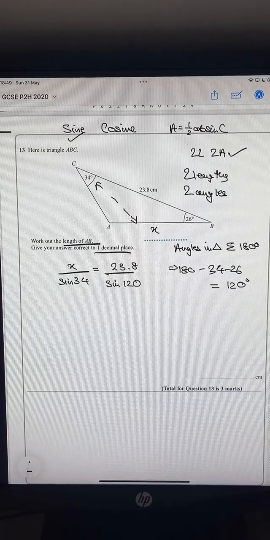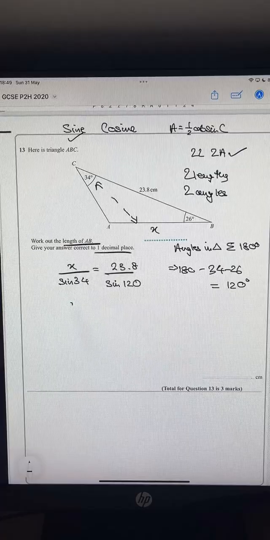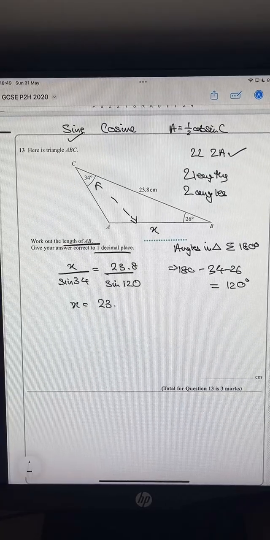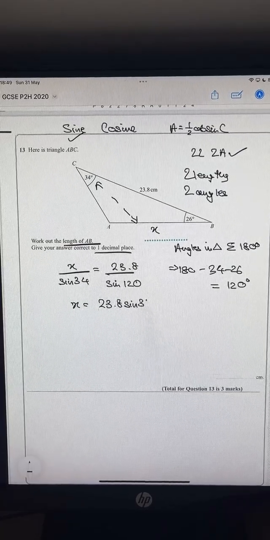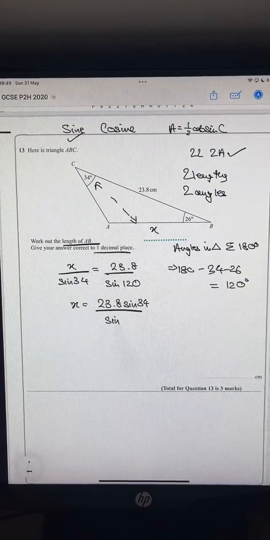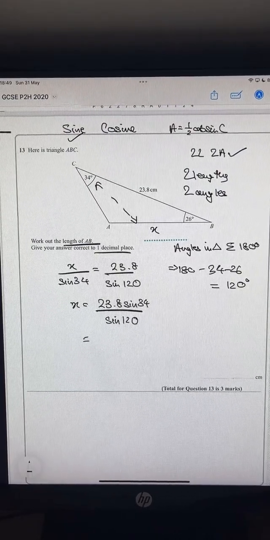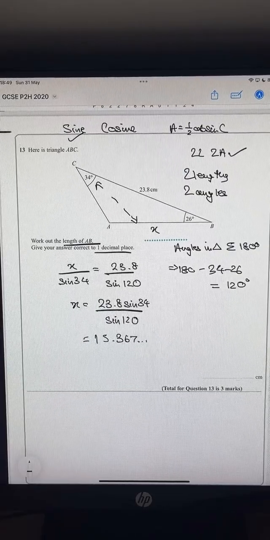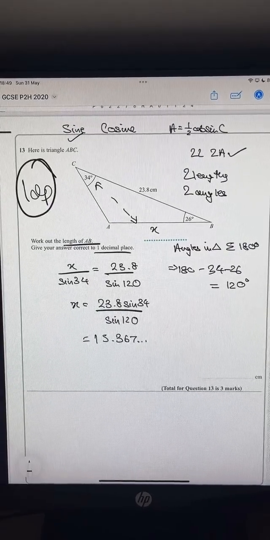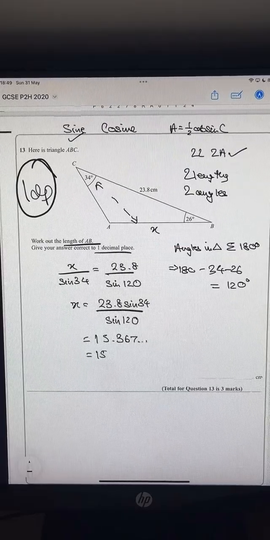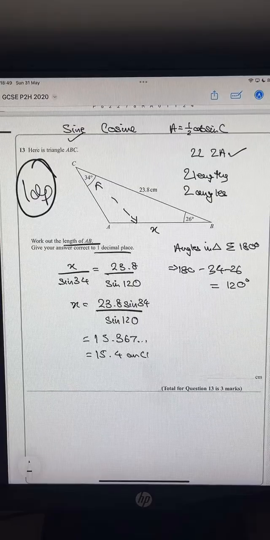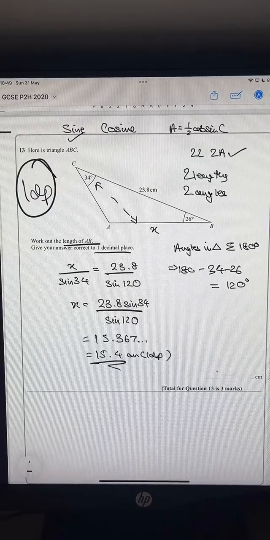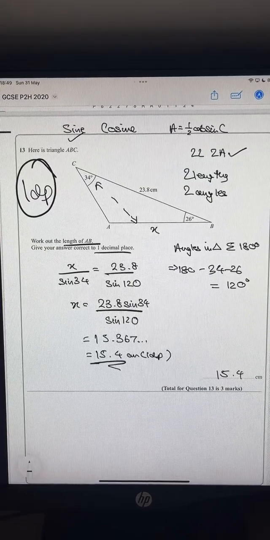So I multiply both sides by sine 34. So x is equal to 23.8 sine 34 divided by sine of 120. Put that into my calculator, I get 15.367... They wanted 1 decimal place, I should have done my little big circle there. And then I get 15.4. And then what's my units? Centimeters to 1 decimal place. And that's my answer on the line.